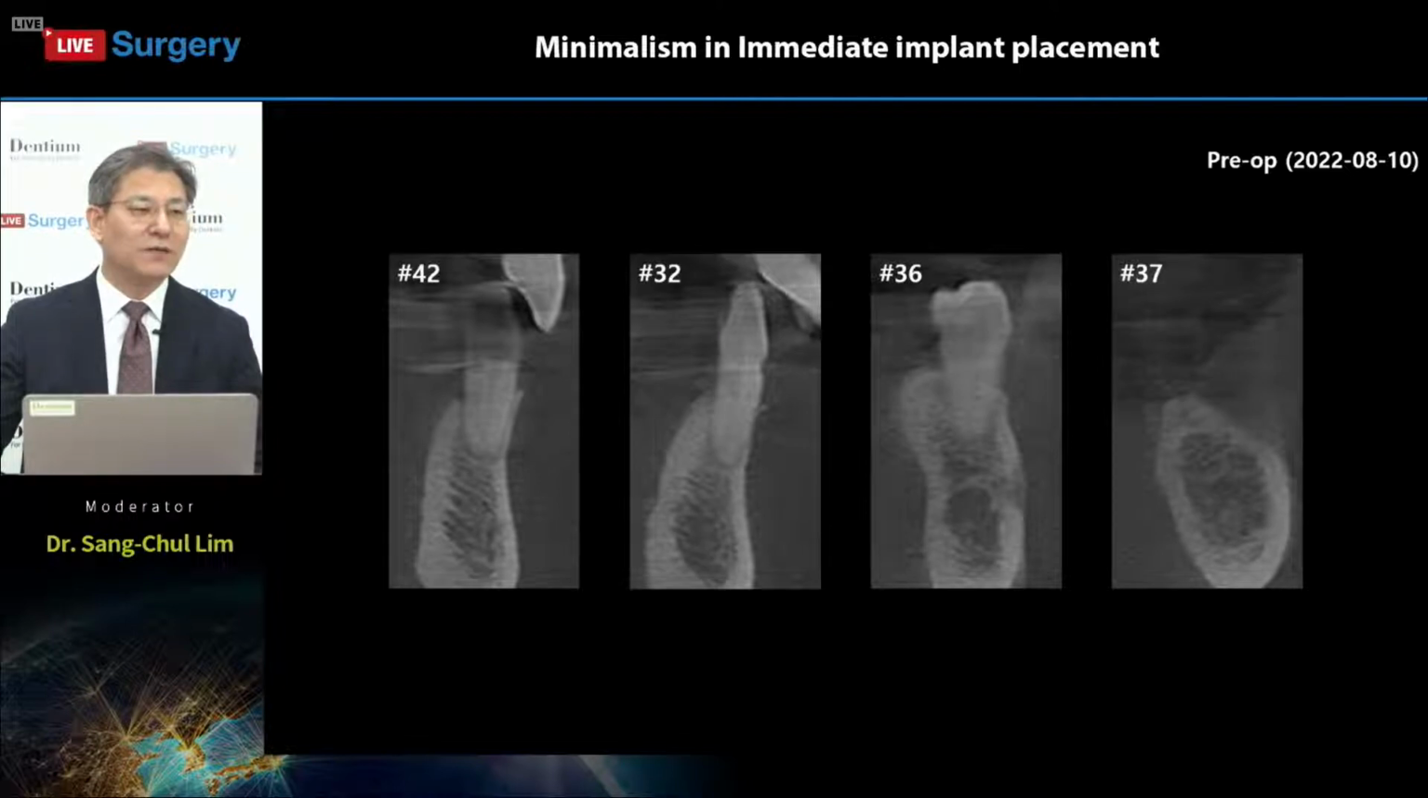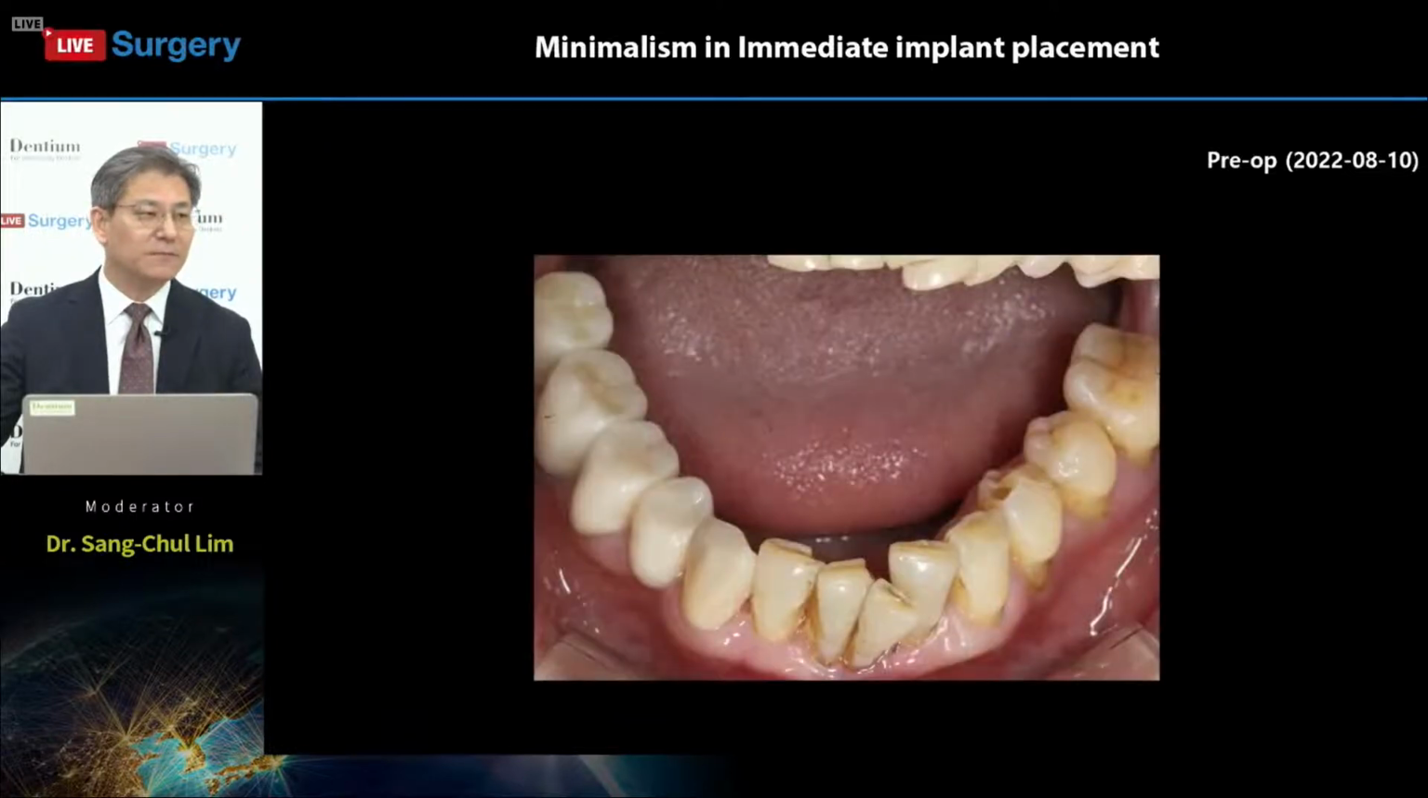This is the pre-op cone beam CT view for today's patient. Numbers 42 and 32 are in very poor condition, caused by the periodontally compromised situation. And also the number 36 area has furcation involvement. So all of these teeth could be extracted and immediate implantation done with gap filling of the socket. And number 37, this site, is a healed area implantation. So I think very simple, maybe flapless surgery will be done.